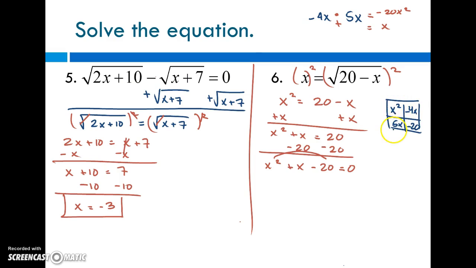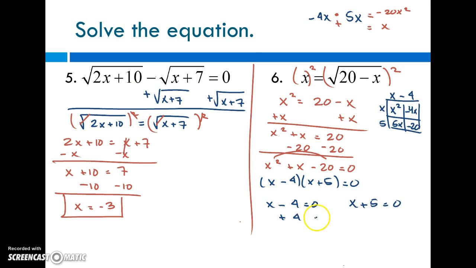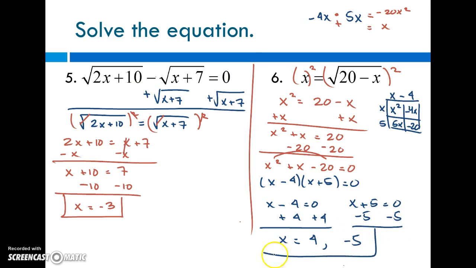Now factoring using my factor box. These both have an x in common. These have a negative 4. These have an x in common. And these have a 5. So this in factored form is x minus 4 times x plus 5 equals 0. So I can solve x minus 4 equals 0, x plus 5 equals 0. Add 4. So my first answer is x equals 4. And then my other answer, after I subtract 5 on both sides, is x equals negative 5.